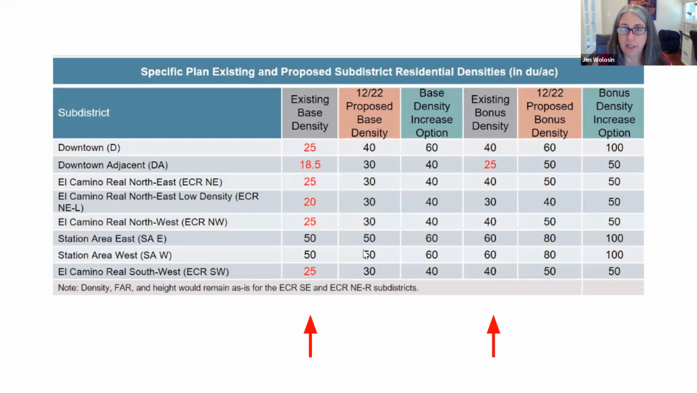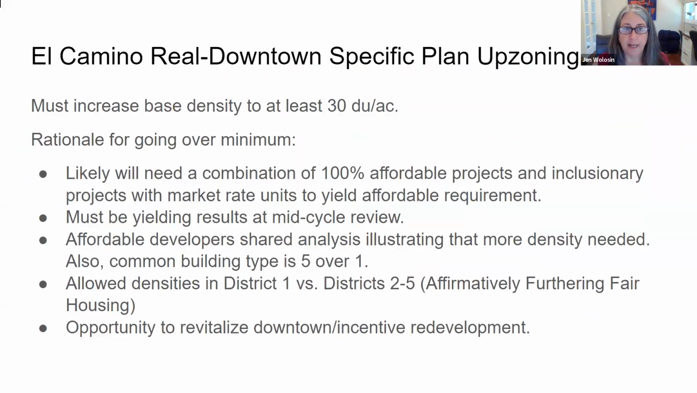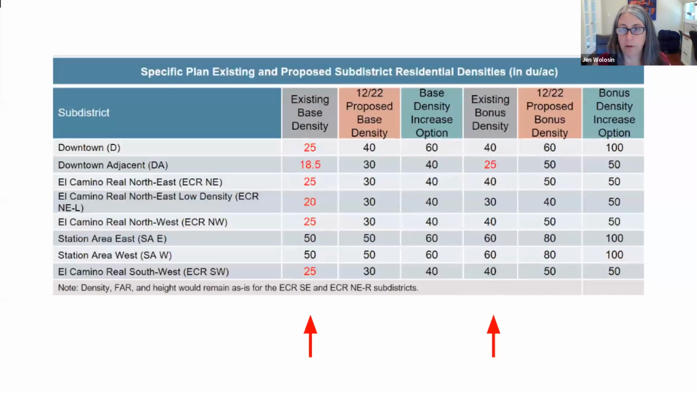So back almost a year ago in December 2022, staff brought forward in a study session a minimum floor requirement for a lot of the zoning districts of 30 units an acre, and for bonus going up to potentially 40 to 50 to 80 units an acre. And this is where there was feedback given to staff, which I showed on a previous slide, about all the reasons why it's probably important to exceed the floor of where we need to go.